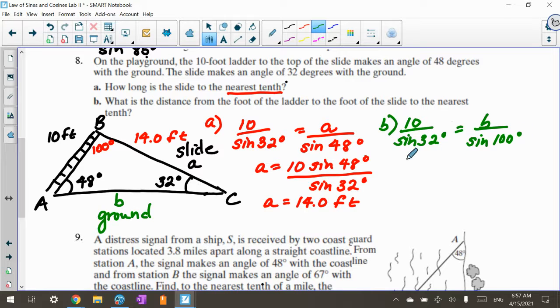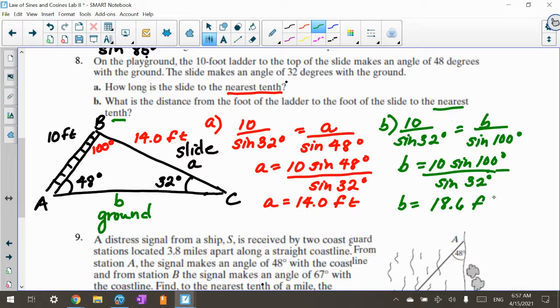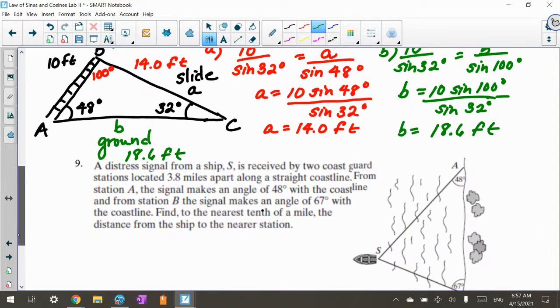So I'm going to cross multiply. So b is going to equal 10 times the sine of 100 degrees divided by the sine of 32 degrees. And I skipped a step again just to tell you that. So B comes out to be to the nearest tenth, because that's what they asked us to do again. Nearest tenth comes out to be 18.6 feet on the ground. Okay, so we just did number 8. Now let's see if I can get 9 in here.